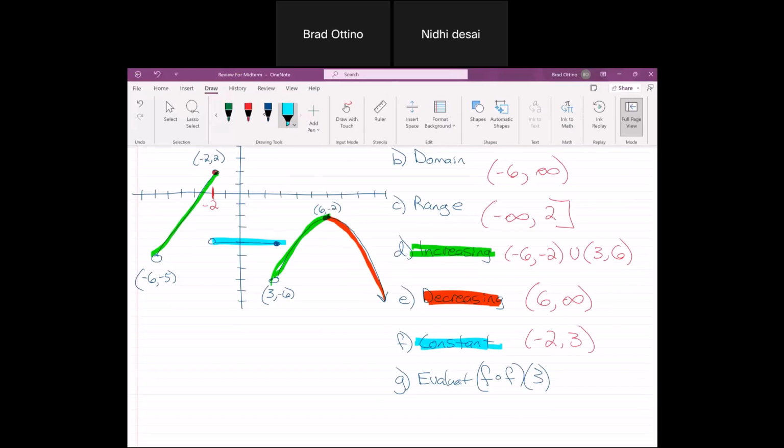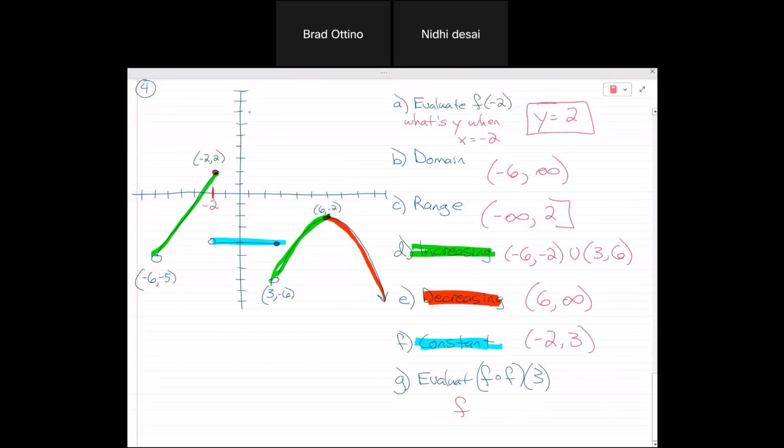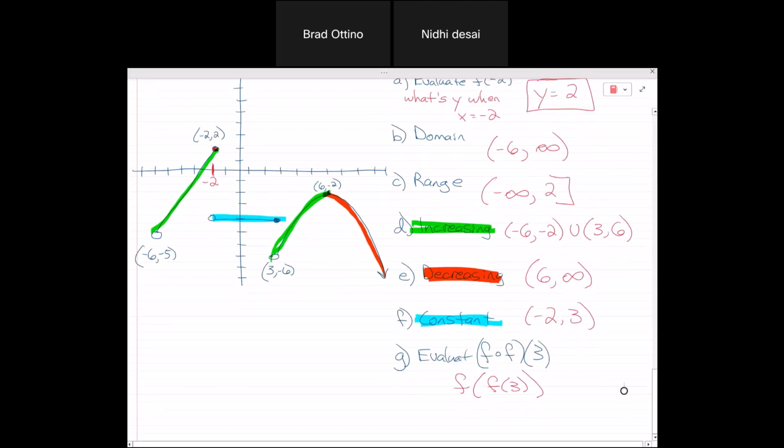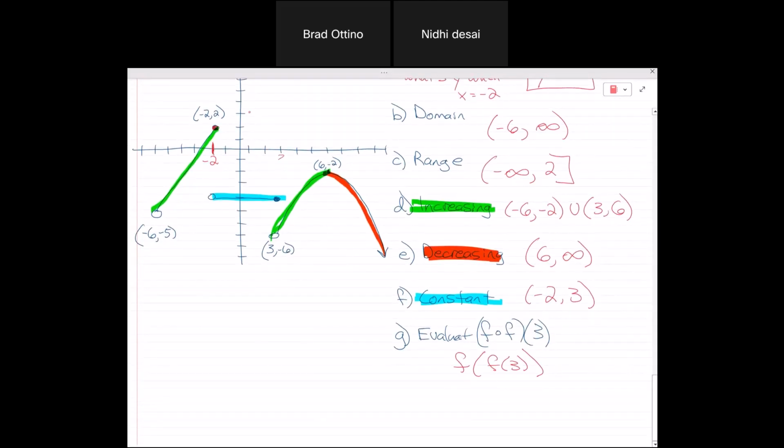And then the last question is asking us to do like a double decker. It's asking us to figure out f of 3. So first thing let's do is let's figure out what the y value is when x is 3. So 3 is right here. It looks like we have an open and a closed circle. So let's go with the closed circle. When x is 3, the y value is -1, 2, 3, 4. This point right here is 3, -4.